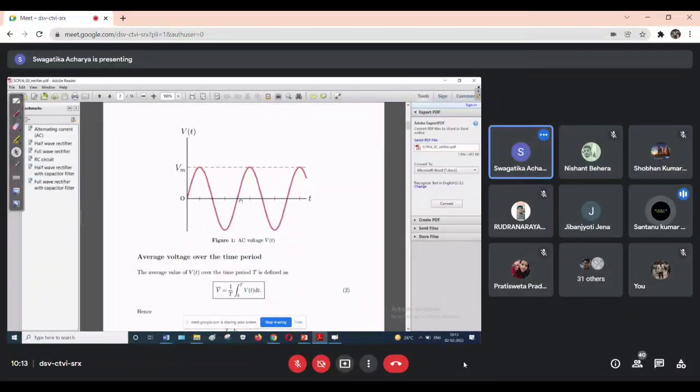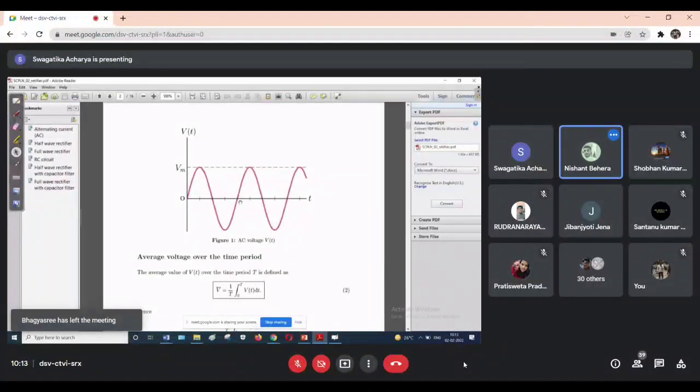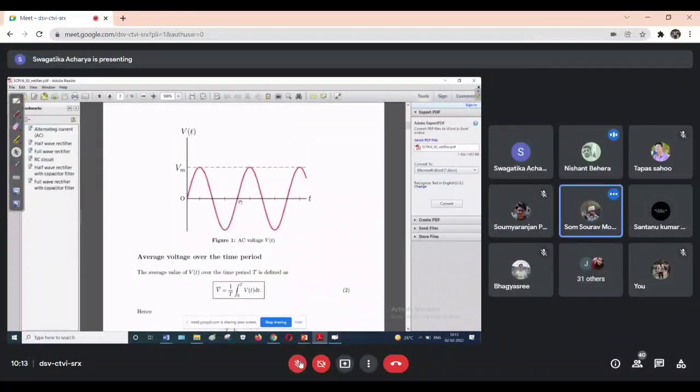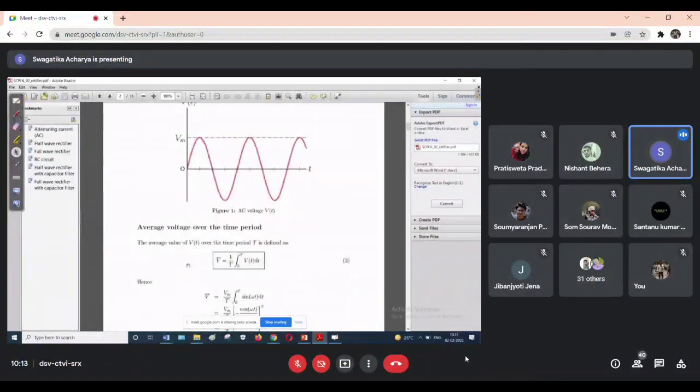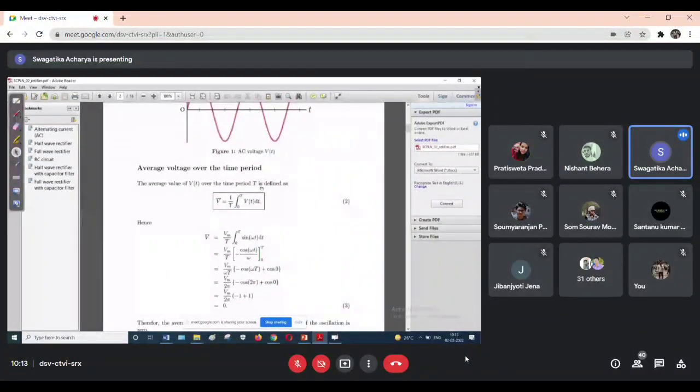How much? 4 seconds. Or you can say 2 pi, right? 2 pi or pi? 2 pi, ma'am. 2 pi, right? So now if I take the average voltage over the time period, it will look like this.